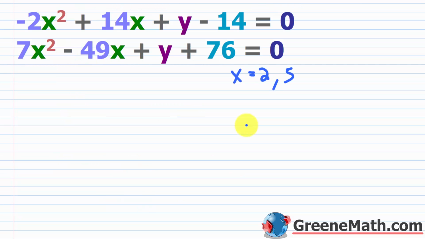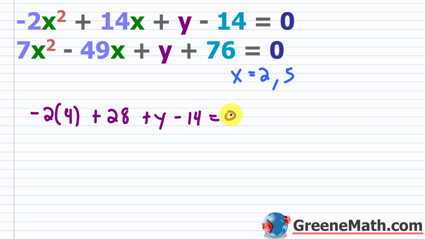So at this point, what I want to do is plug in a 2 for x, see what y is equal to, and then plug in a 5 for x, see what y is going to be equal to, okay? So if I start out with 2, let's just use the top equation. So negative 2 times, you'd have 2 squared, so let's just go ahead and say this is 4. And then plus 14 times 2 is 28. And then plus y minus 14 equals 0. So we know negative 2 times 4 is negative 8.